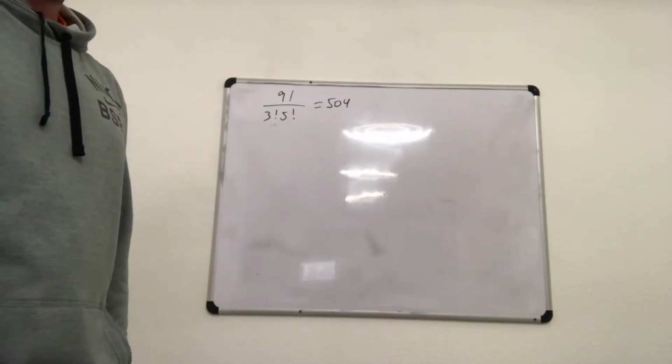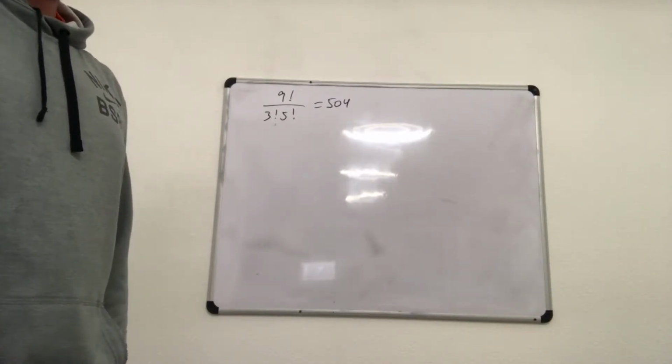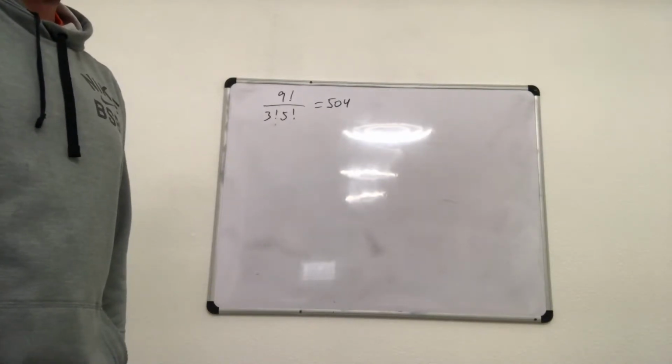You just have to find the factorial button on your calculator. It looks like an exclamation mark.